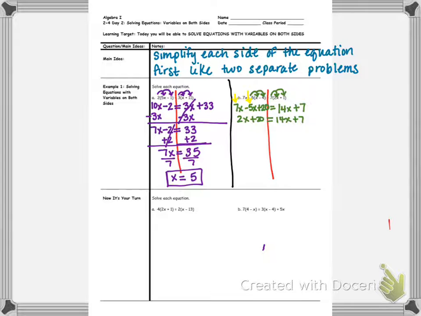Now I can move my variables all to one side so I can get a two-step equation to solve.